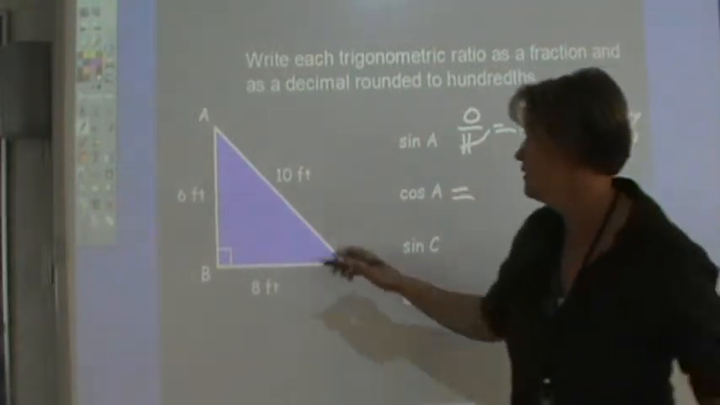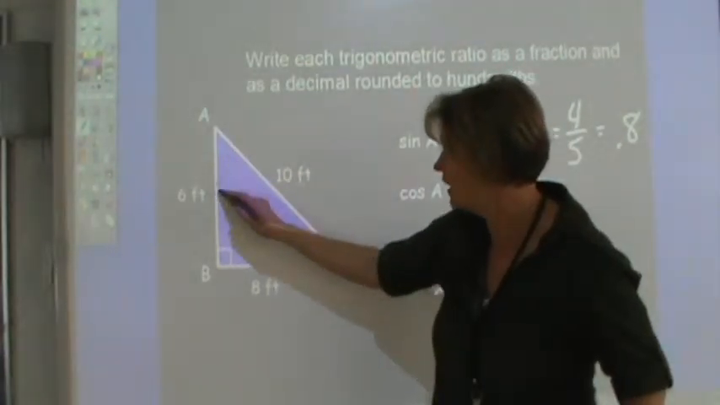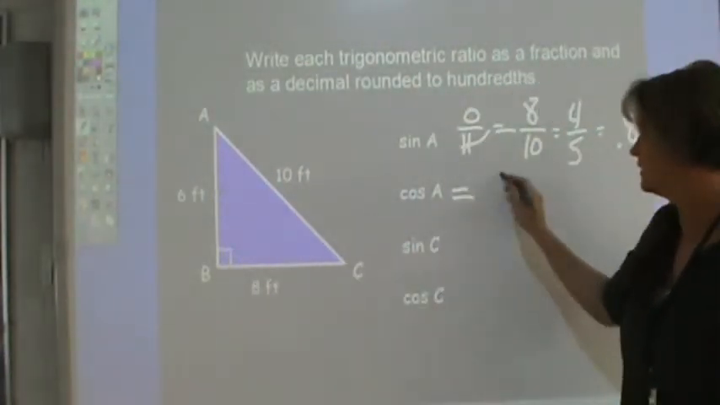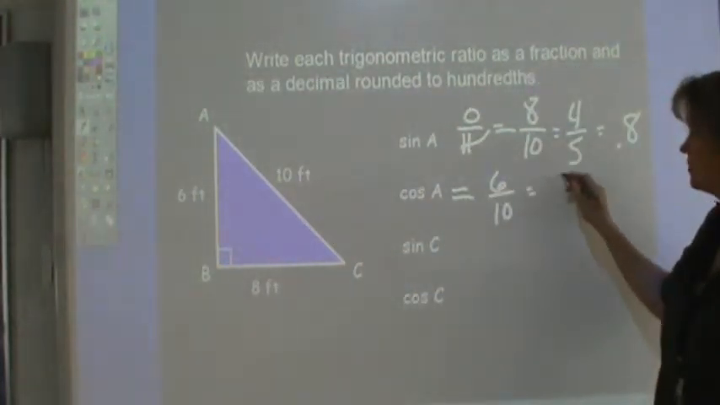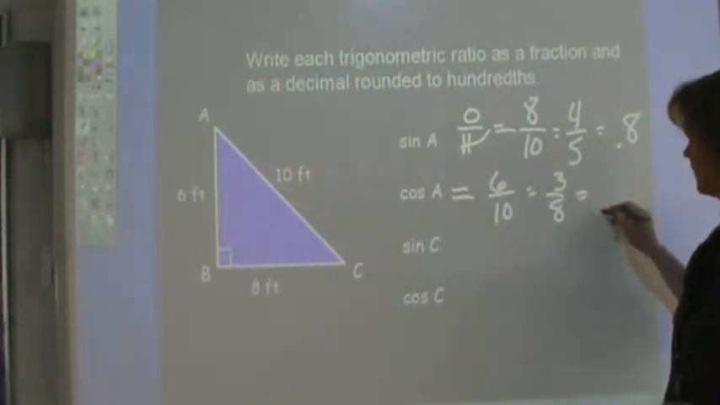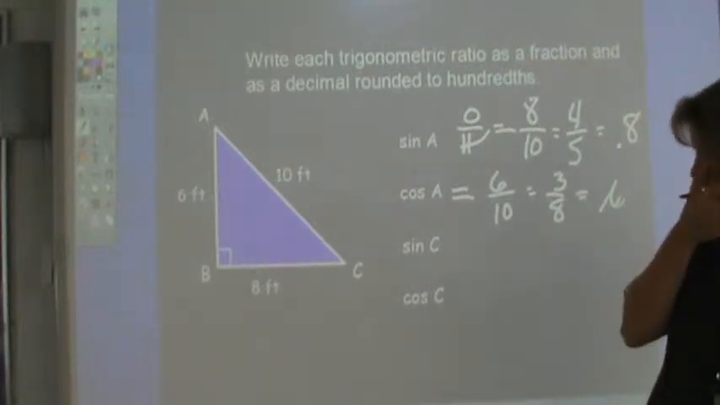Cosine of A, so from A, the adjacent leg is the one next to it. That's 6 over my hypotenuse, which is 10. That reduces to 3/5, which is 0.6. Sorry about my pen there.